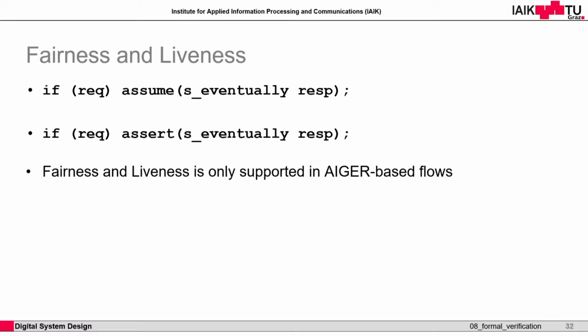The only thing is that those two properties, fairness and liveness, can only be used with the Eiger-based flow, so you cannot use simple k-induction proofs for that. You have to use the more complex Eiger-based flows for that.